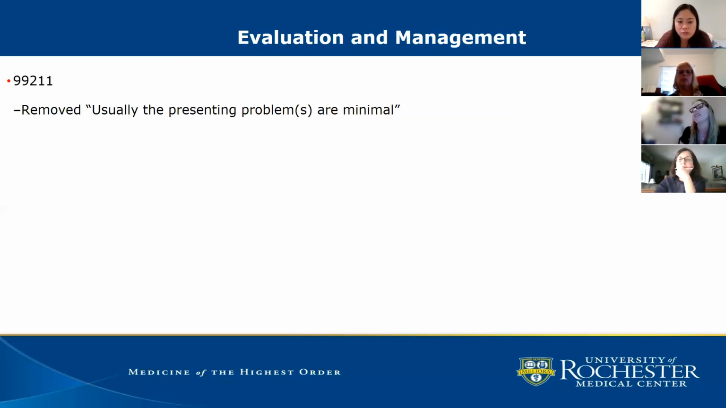So for the first evaluation and management code, they didn't actually do much with this. They just removed some of the phrasing. 99211 is the lowest level of established patient care, and pretty much they just removed the phrase "usually the presenting problem(s) are minimal" from the code description. Mostly that was to be more consistent with the E&M changes that we saw in 2021, where they're based on the number and complexity of the medical decision-making.